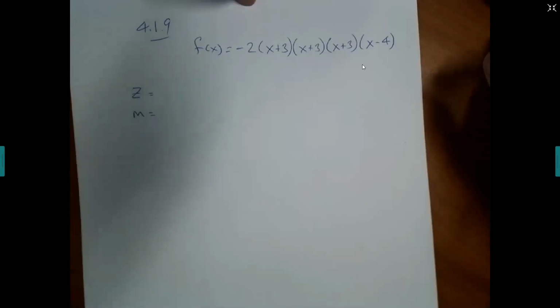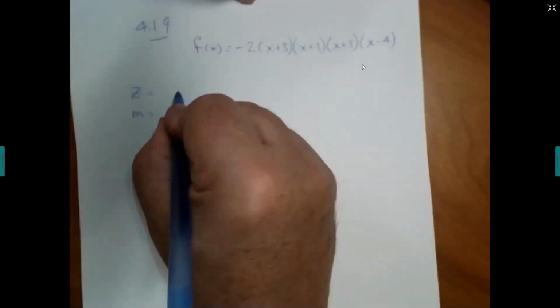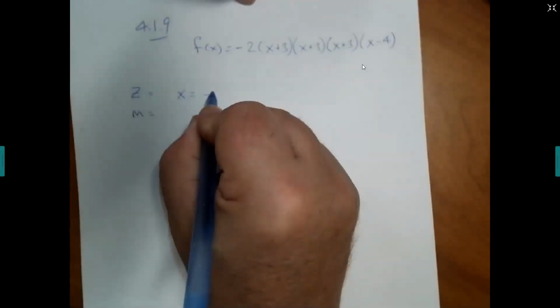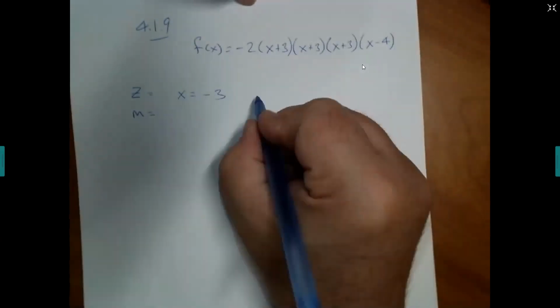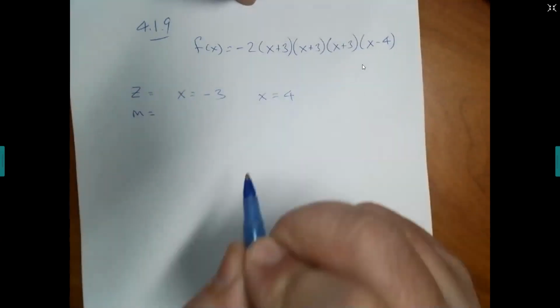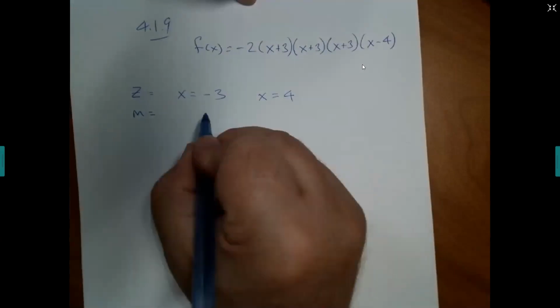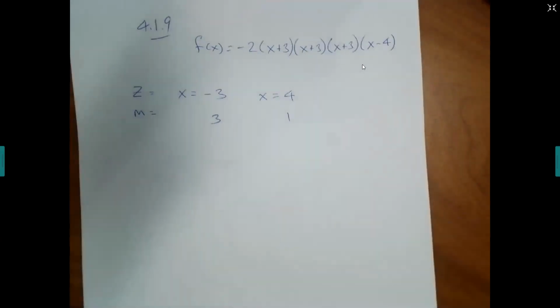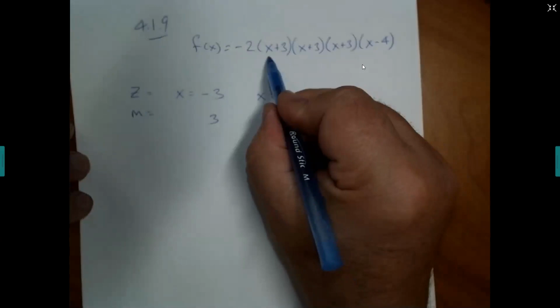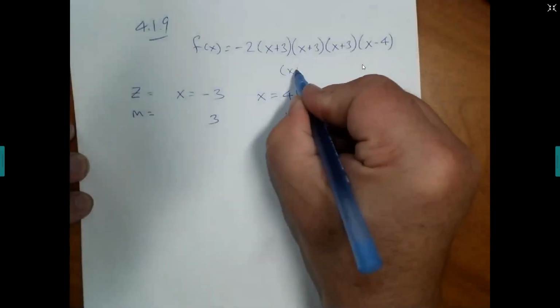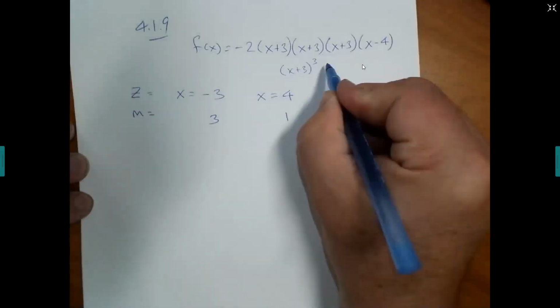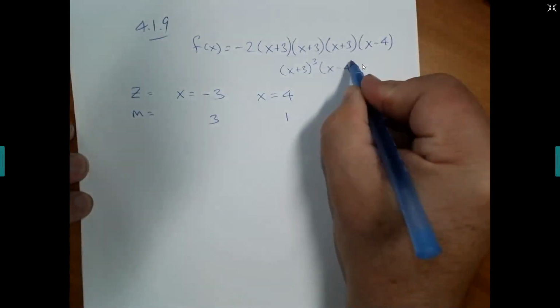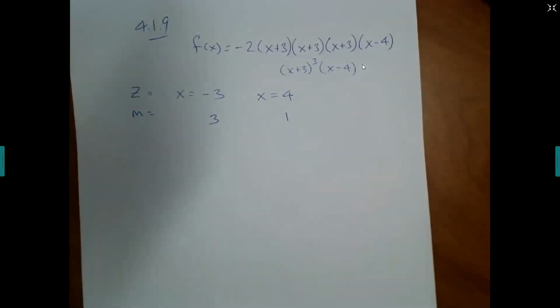So what are the zeros? x equals -3. x equals 4. And the multiplicities? Because all of these are the same. So it's (x plus 3) to the 3rd, (x minus 4). So what's this graph going to look like?